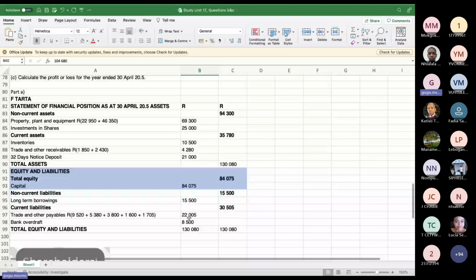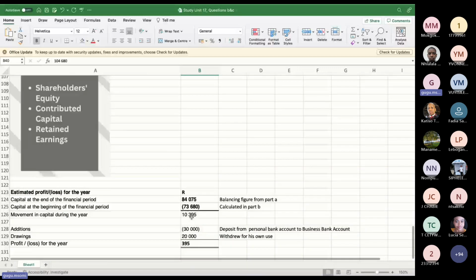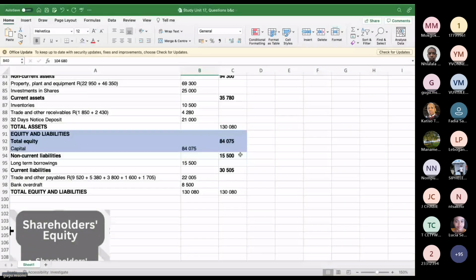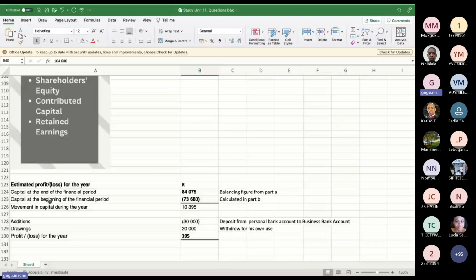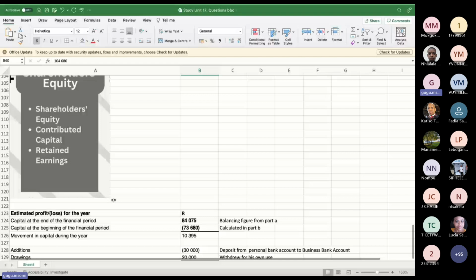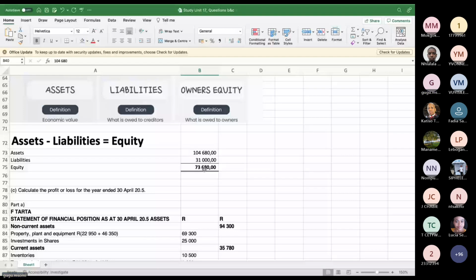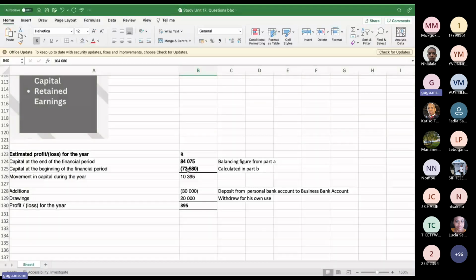So we start with capital at the end of the financial year. So this is what we calculated, the 84,075, our balancing figure. So we know the 2005 year in terms of capital will end at 84,075. And then the next part is capital at the beginning of the financial year. So this would be the closing for 2004, which we've just calculated in part B. So the second part of part B's question was calculating the equity. So this is the closing balance in capital, and this is the opening balance in 2005. So which means, if we subtract the opening from the closing, we know that there's been a 10,395 movement this year in capital.